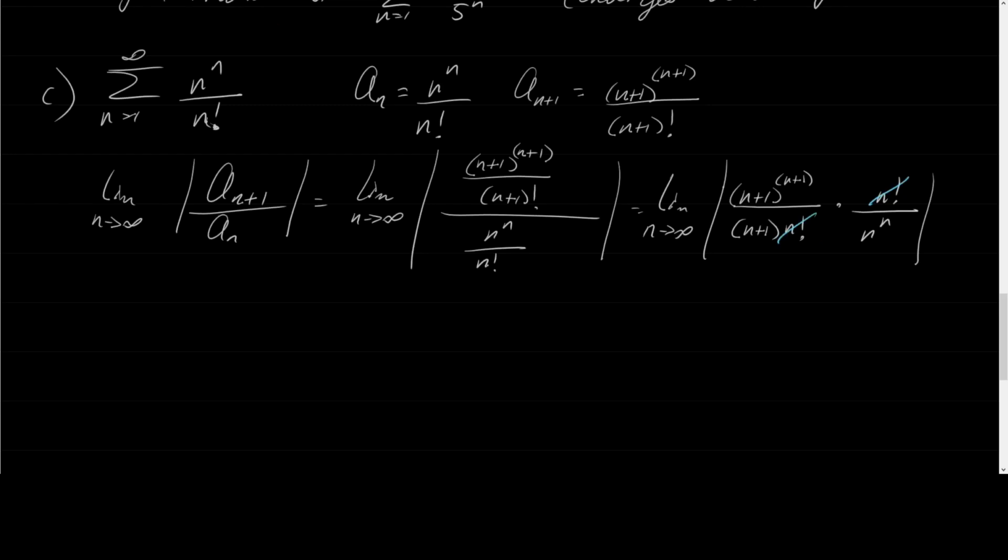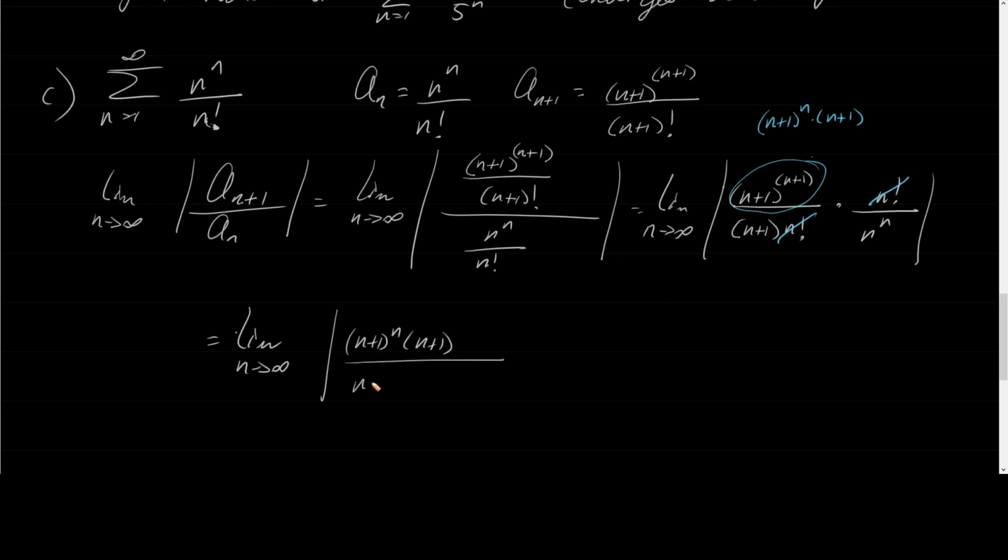Now what? Well, let's actually look at this little piece right here. That is the same thing as saying n plus 1 to the n times n plus 1, right? So let's keep that in mind. So what we have here now is the limit as n goes to infinity of the absolute value of n plus 1 to the n times n plus 1, and that's everything on top, right? And on bottom we have an n plus 1 times an n to the n. Look at that. Our n plus 1s cancel each other out.